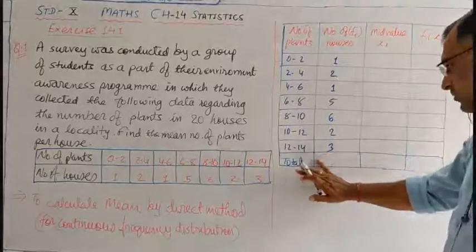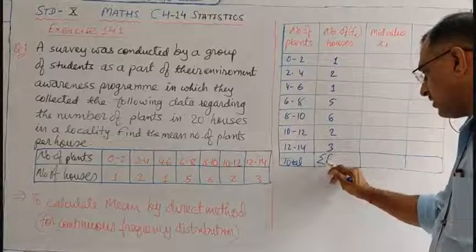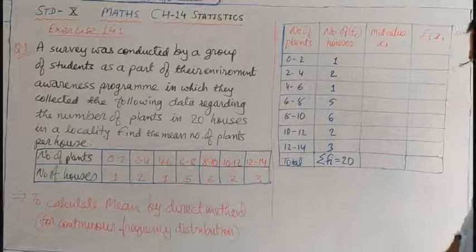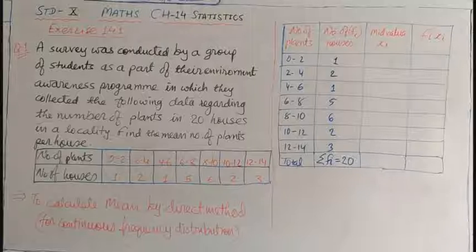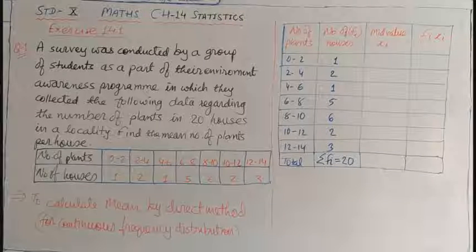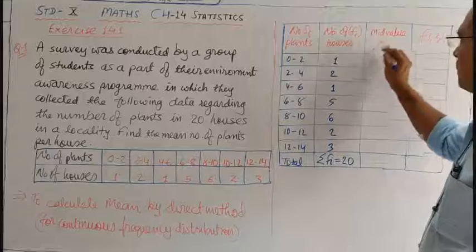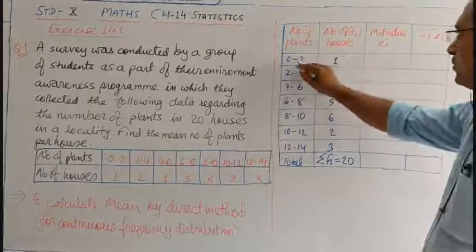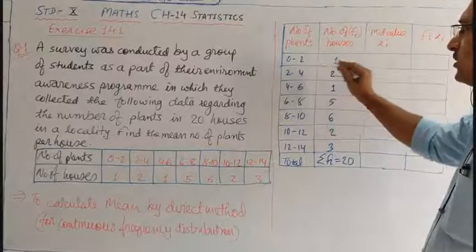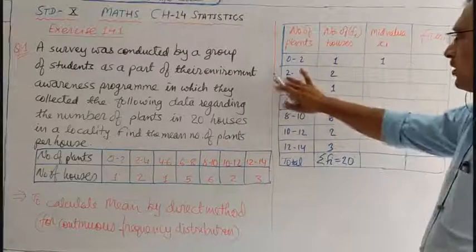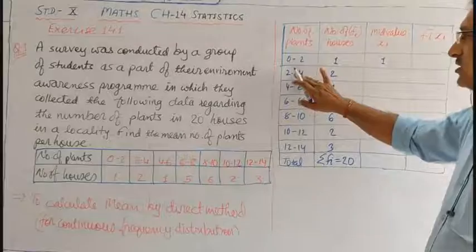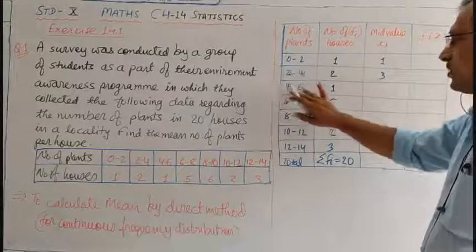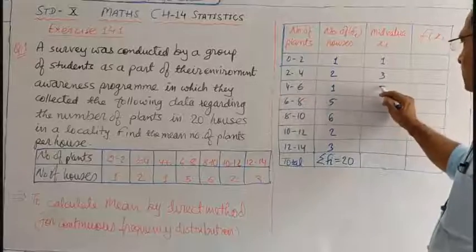So 20 houses means what? This is nothing but sigma fi, that is equal to n, and that is equal to 20. Is it clear now? So this we must know. Now what is the xi? That is called mid value or central value or class mark. So 0 plus 2 divided by 2, that is 2 by 2, and that is 1. Similarly 2 plus 4 divided by 2, that is 6 by 2, and 6 by 2 means 3. Then 4 plus 6, 10, 10 by 2, that is 5.